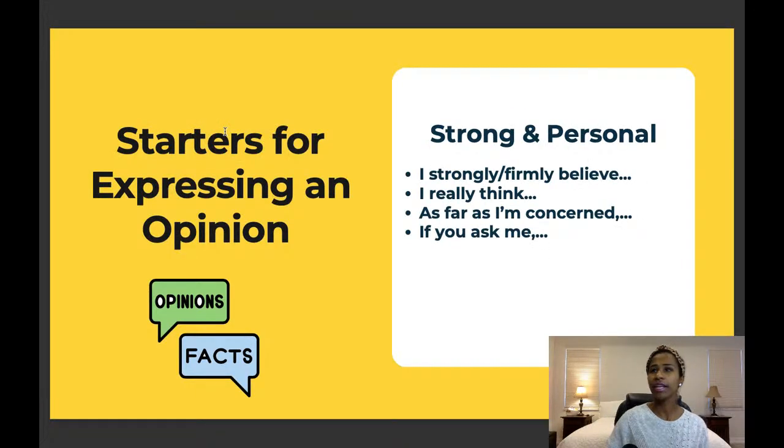The next one is also starters for expressing an opinion. In this situation, these are stronger and personal. So you're going to say, "I strongly believe," or "I firmly believe." Some people would say firmly, but I hear people saying strongly. I strongly believe that we should do this today, for example.